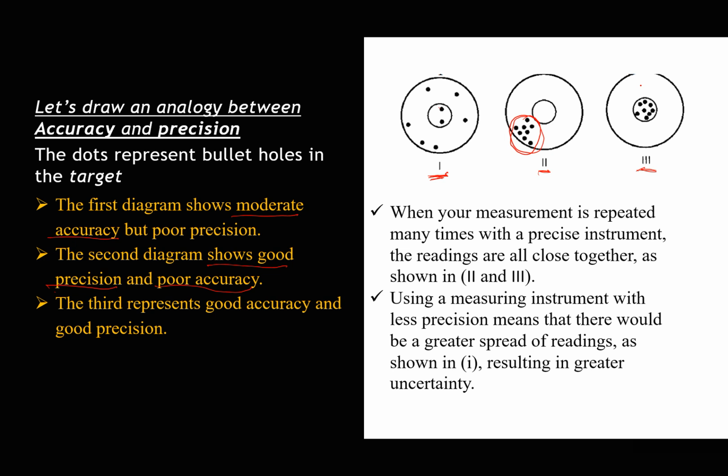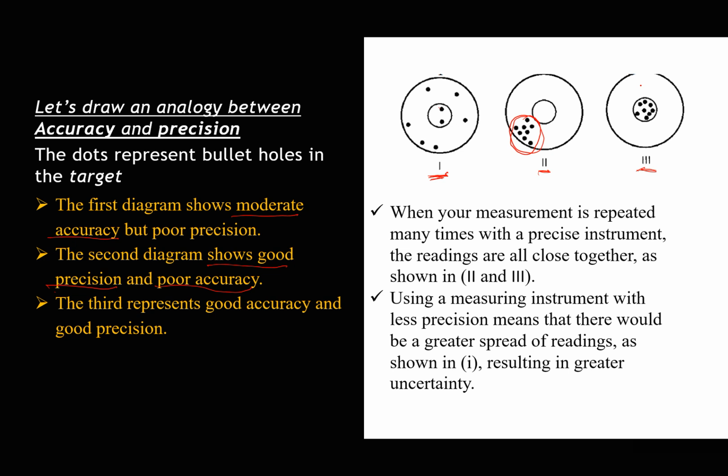Now, this takes us to our mathematical concepts. Which one could imply the other? Can we say that when precision is good, accuracy must automatically be good? Or we can say that when accuracy is good, then the precision is good. Which one would imply the other?